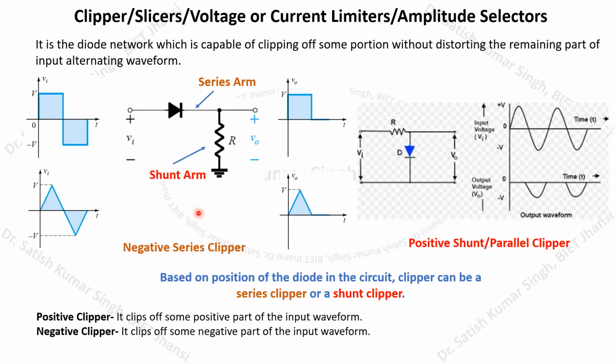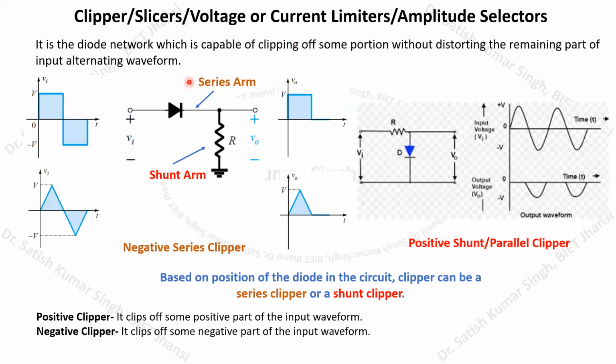So today in this laboratory, we are going to perform one of the very important experiments, which is about clipper circuits. Those who are studying basic electronic subjects, electronic devices and circuits, or analog circuits may come across this particular circuit, which is known as clippers. The other names of this clipper circuit are slicers, voltage or current limiters, or amplitude selectors. So these are the different names of this particular clipper circuit.